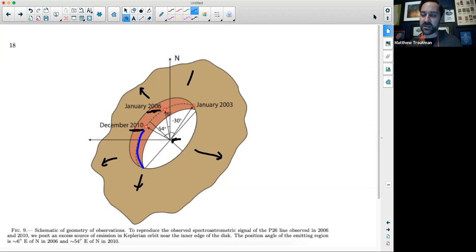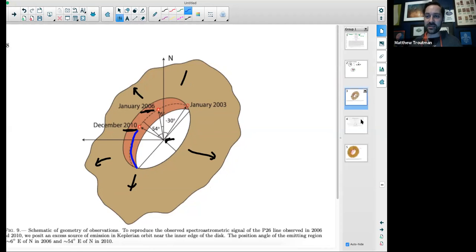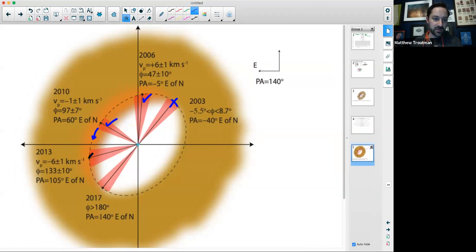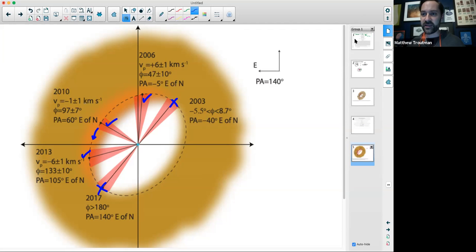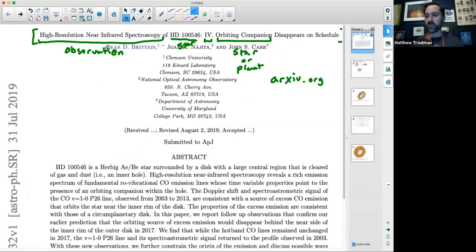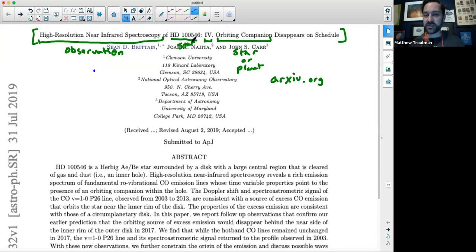And so that's the prediction that was made, that in 2017, there would be no observation. We did look and see in 2013, it's there. And then in 2017, the planet, I shouldn't say the planet, the orbiting companion was gone. Okay, so that's really important and helps us identify what is going on here. Going back to the original slide with the title, the observation of this star showed that the orbiting companion disappeared on schedule. So it disappeared as expected.